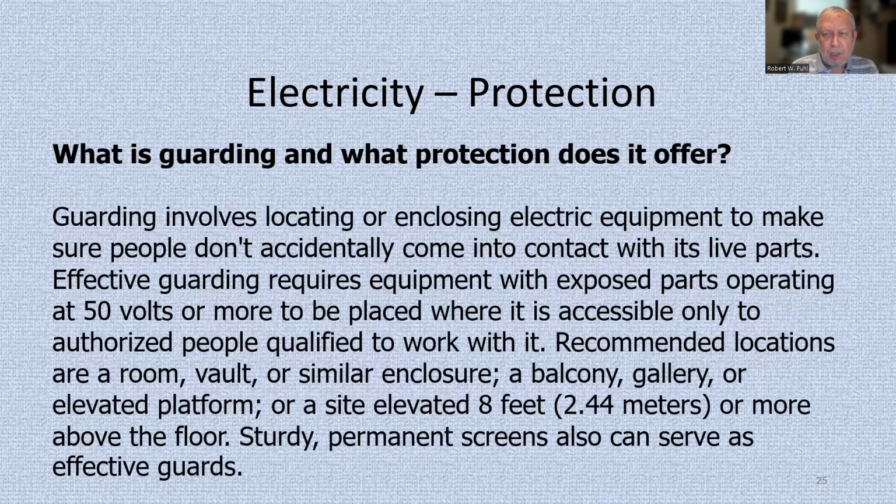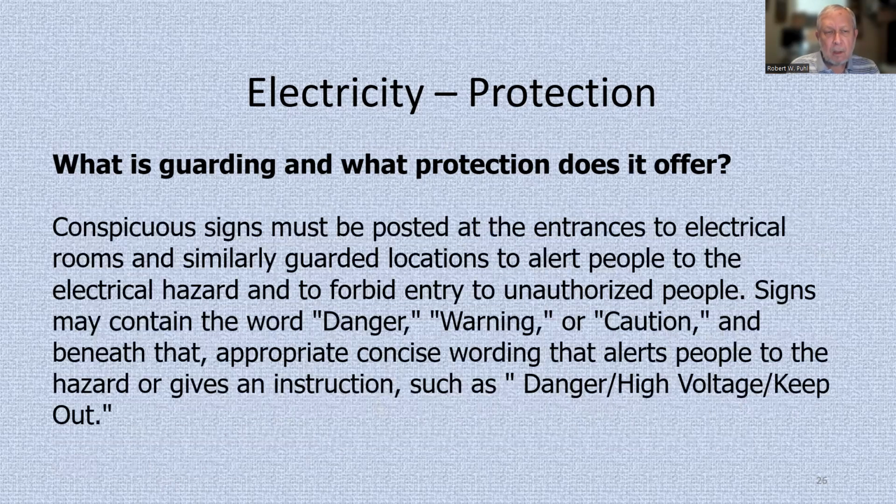What is guarding and what protection does it offer? Guarding involves locating or enclosing electric equipment to make sure people don't accidentally come into contact with its live parts. Effective guarding requires equipment with exposed parts operating at 50 volts or more to be placed where it is accessible only to authorized people qualified to work with it. Recommended locations are a room, vault, or similar enclosure, a balcony, gallery, or elevated platform, or a site elevated 8 feet or more above the floor. Sturdy permanent screens could also serve as effective guards.